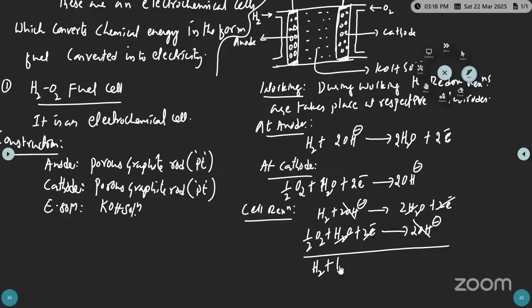Okay, so write the net reaction. H2 plus half O2 gives rise to H2O. ఇక్కడ ఒక వాటర్ మాలిక్యూల్ మిగిలిపోయింది కదా. Okay, H2O. This is the net reaction of the cell. Okay, and then applications. Where we use these batteries.